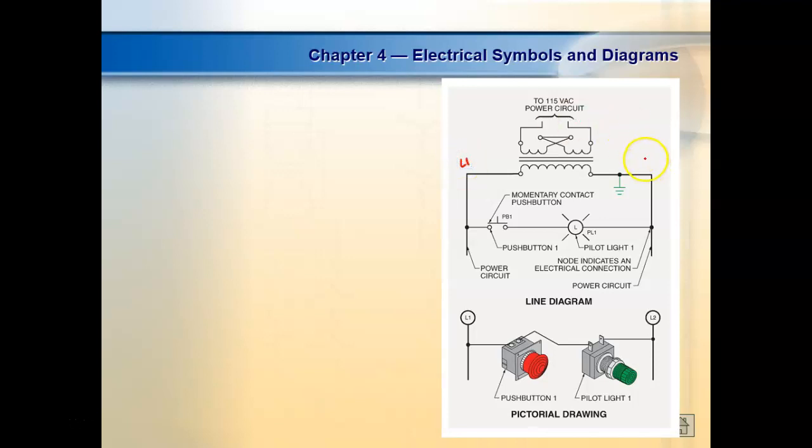Now this would be L1. This would be considered L2, right? If you're going to reference a line to ground, L2 would be the line that you would reference to earth ground, right? And then we draw. This would be a rung.